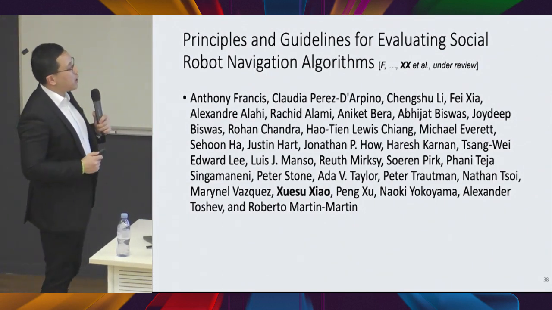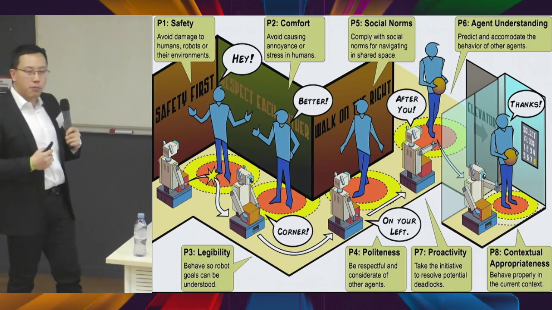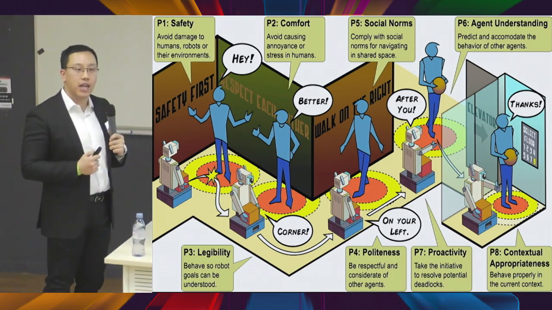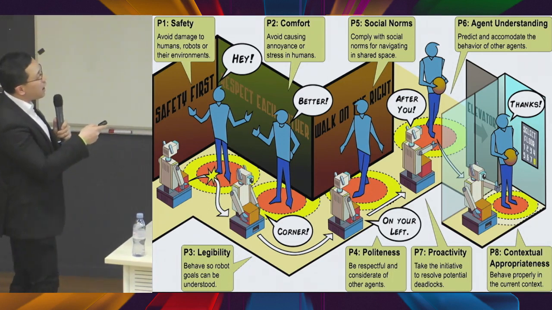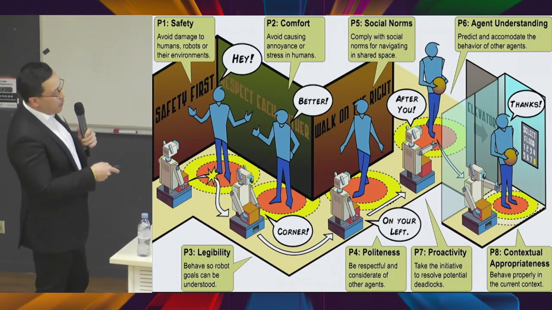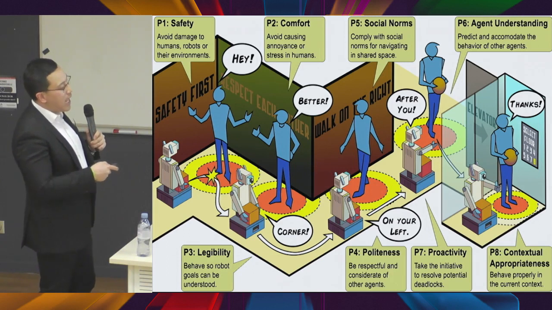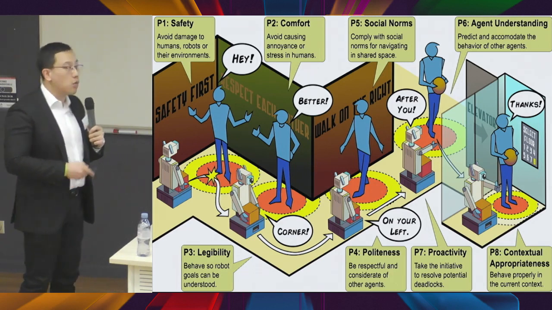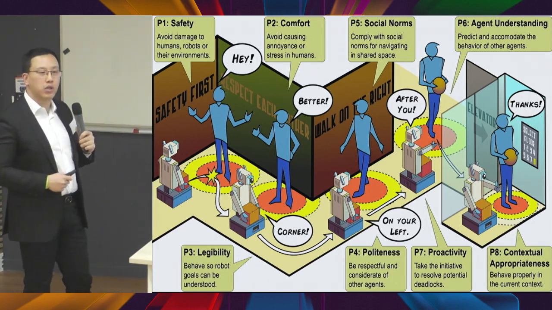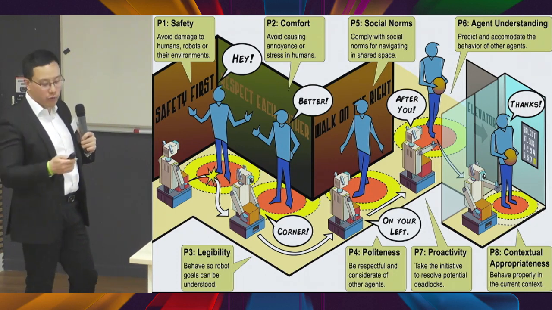So in this paper, we provide 8 principles for us to conduct social robot navigation research, including safety, comfort, legibility, politeness, social norms, agent understanding, proactivity, and contextual appropriateness. So we have a lot of detailed discussion of how these principles should be applied to social robot navigation research.